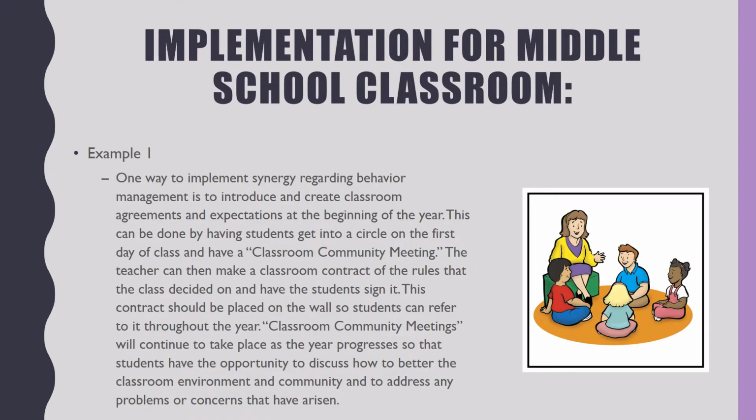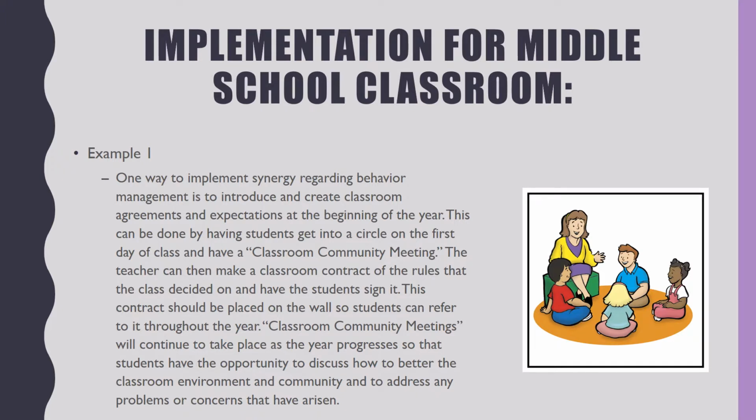And now we're going to talk about ways to implement synergy in a middle school classroom. One way to implement synergy regarding behavior management is to introduce and create classroom agreements and expectations at the beginning of the year. This can be done in many ways, but today we are going to talk about it by having students get into a circle on the first day of class and have a classroom community meeting.